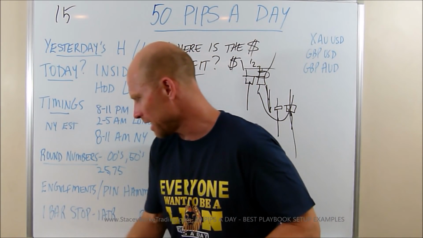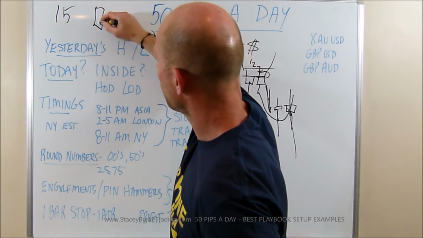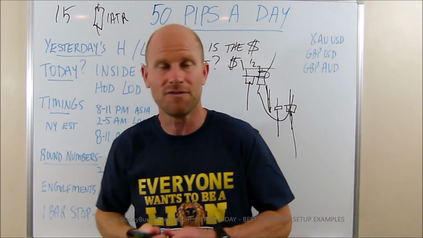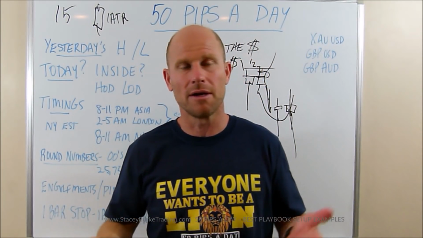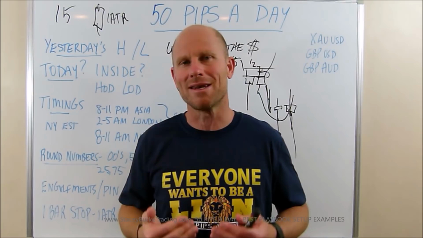1-bar stop. Somebody asked me what a 1-bar stop is. If you're at the high or the low, 1 bar. 1 ATR, doesn't matter. They're both about the same. 1 average true range of the 15-minute charts. Depending on how big the candle is, it could be 20, 25 pips. Usually that will be enough.